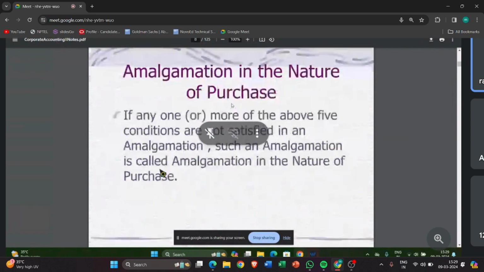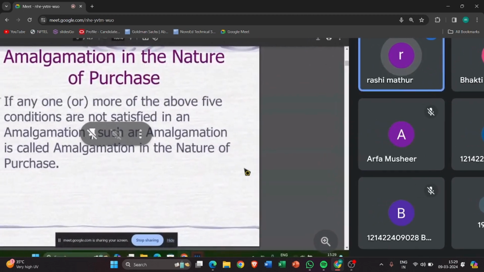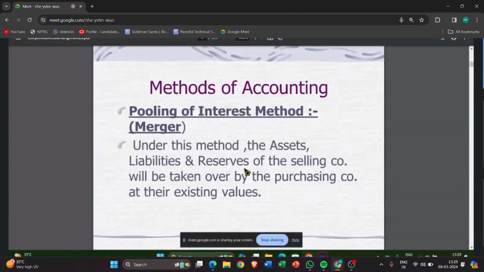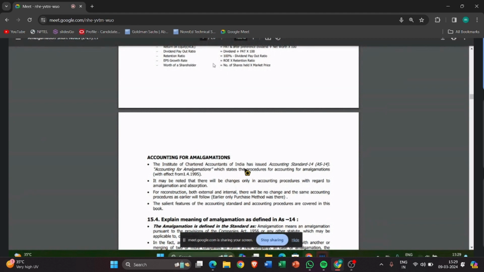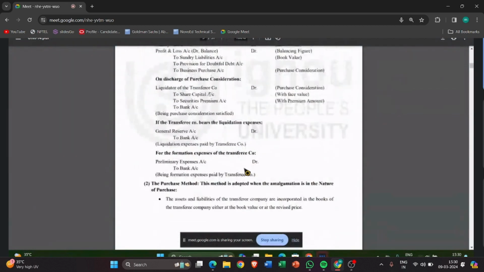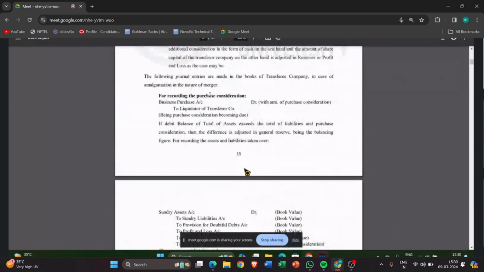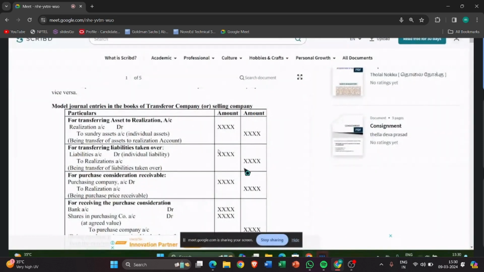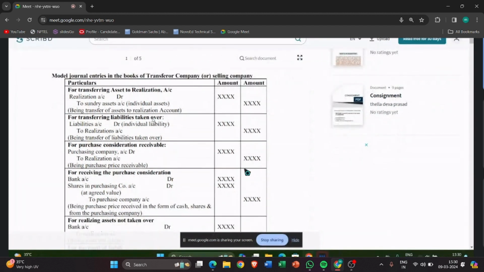Then coming to the nature of purchase, I told you if any of them is not satisfied, it is a purchase. Now, when it comes to accounting, I'll just show you this. These are the journal entries that will happen. The accounting treatment will be journal entries in the books of transferor company, and journal entries in the books of transferee company, right? Both will be asked to you in the examination.